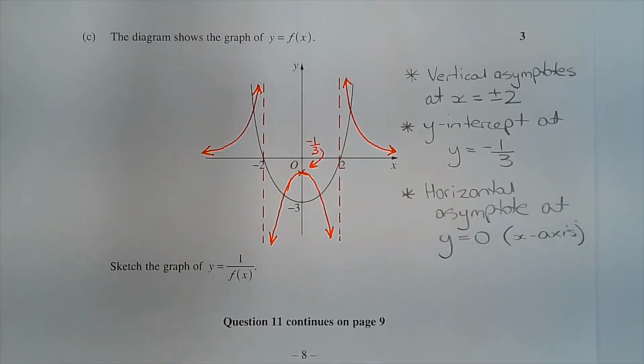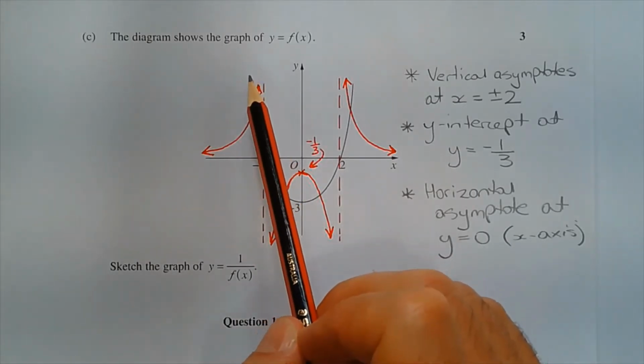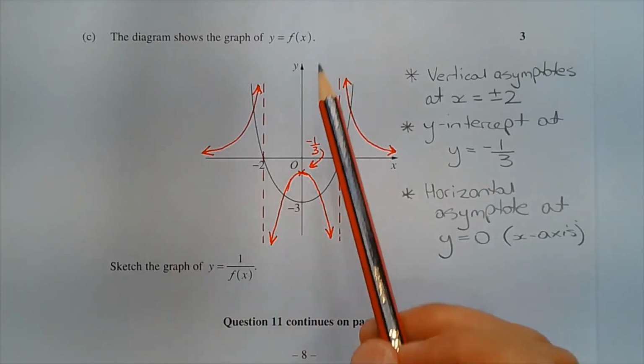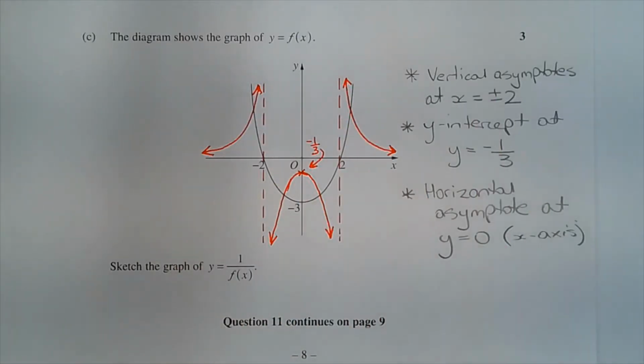Now, the last point to consider is the reciprocal of a positive is a positive, and the reciprocal of a negative is a negative. And hence why the graph is drawn the way it is, considering all these other points.